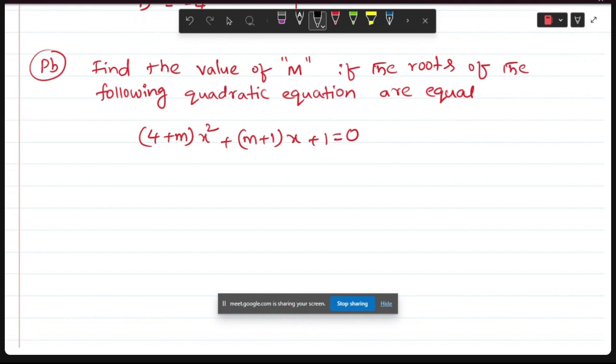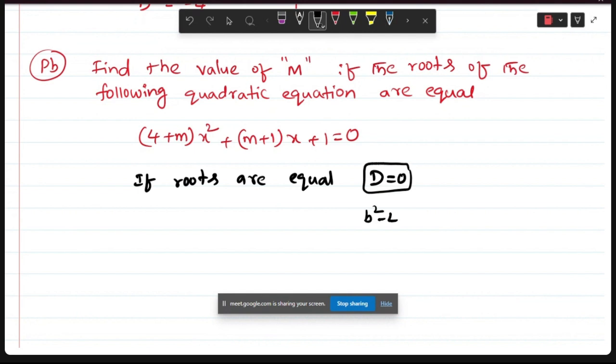Find the value of m if the roots of the following quadratic equation are real and equal. The roots will be equal. So what happens if the roots are equal? The discriminant is equal to 0. What is the discriminant here? b square minus 4ac is equal to 0.